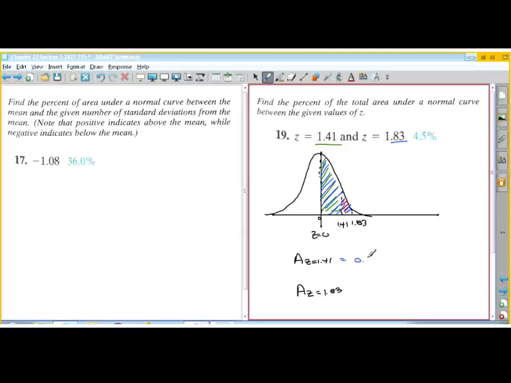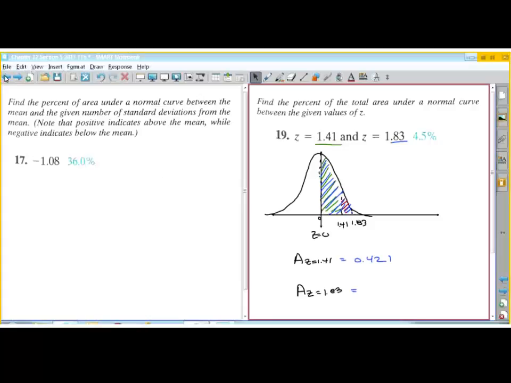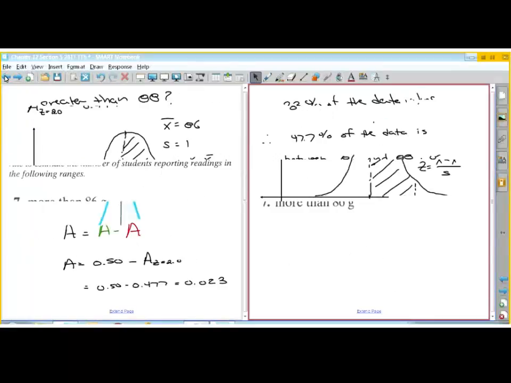So this is 0.421. The next one should be higher because the z is further out. So let's ask who else is online today. So Adriana, what is the area associated with the z of 1.83? You don't have your book. Okay. Let me show you the table. So I'm going to bring the table up for you.